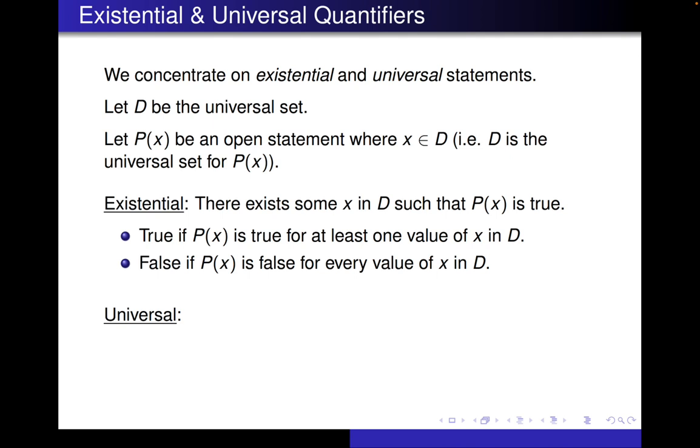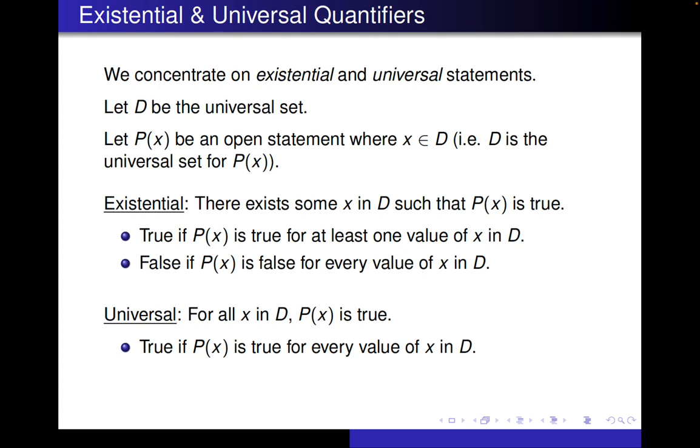All right, next is the universal statement. Universal statement looks like this. For all x in D, for all x in our universal set, P of x is true. Now, when is that one going to be true? Well, the for all means that it's true when P of x is true for every single value of x in D.